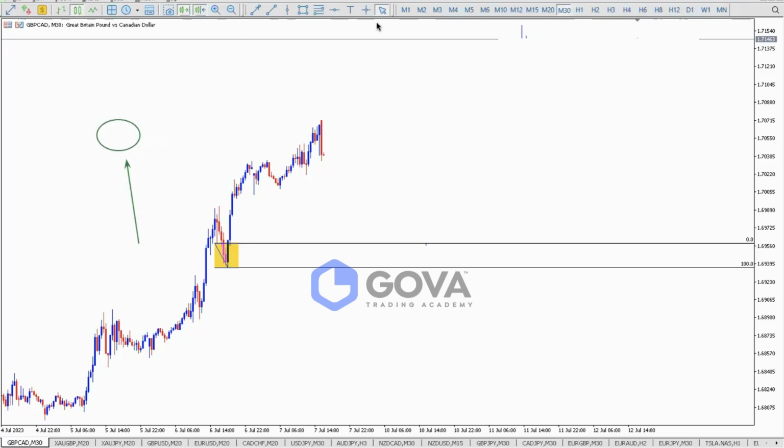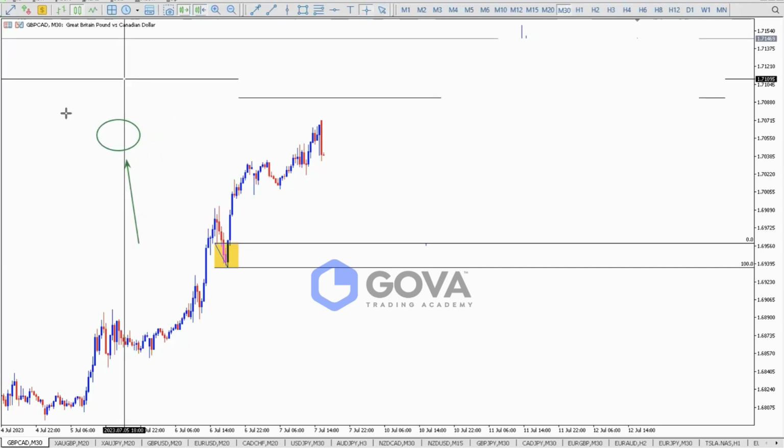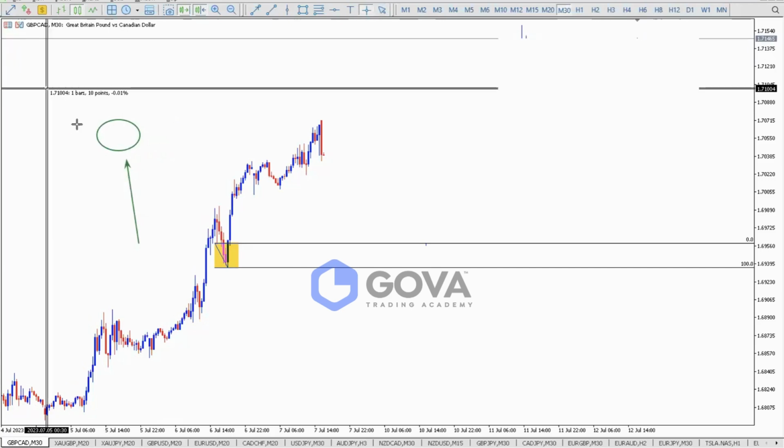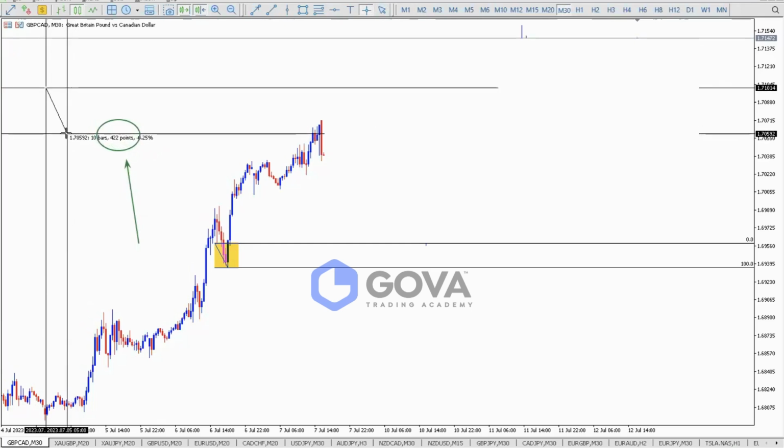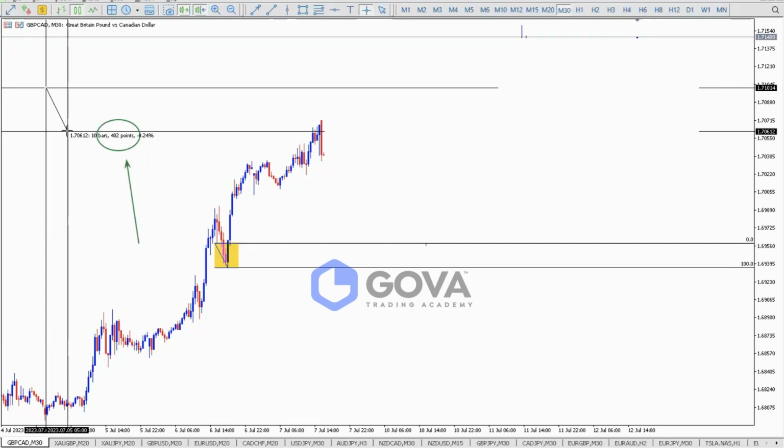Now again, let me go back to it again. So let's say like this. How many points can you guys see here? You can see in this area we have, let's say, 402 points. You can see this is 402 points. So that is in points. What about in pips?